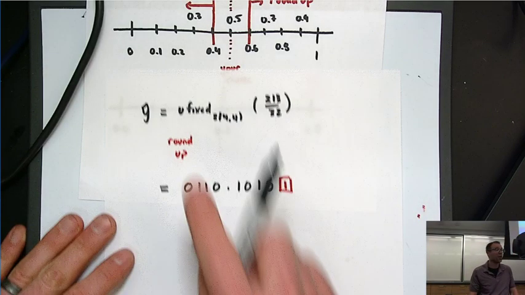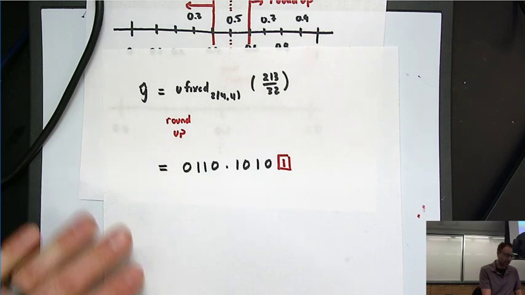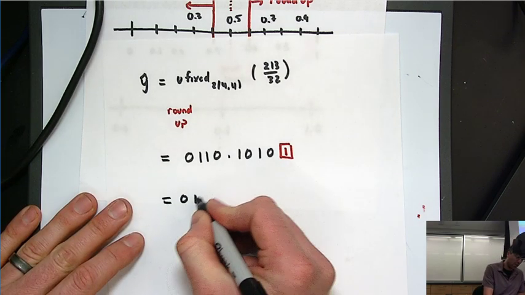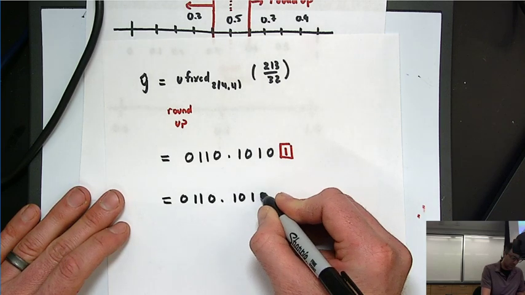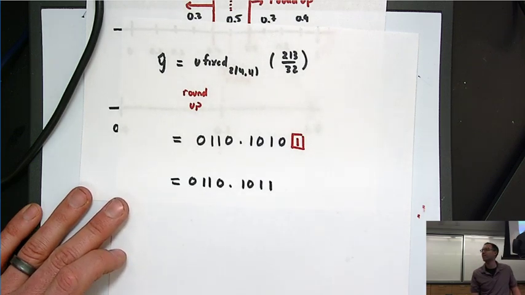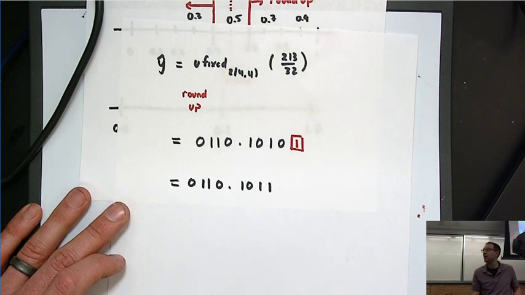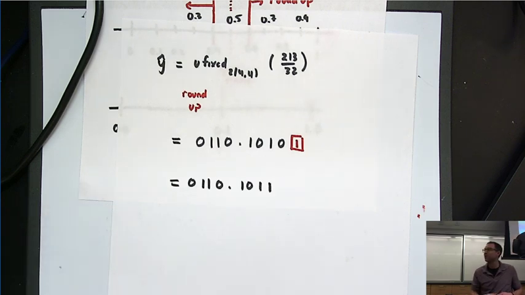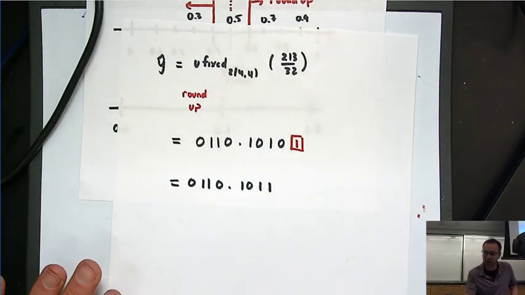If I use round up, what's going to be stored in data? 0110.10. 1, 1. What's the error there? Plus 1. But it's a different type of error, right? One of them is a downward error, the other one is an upward error.